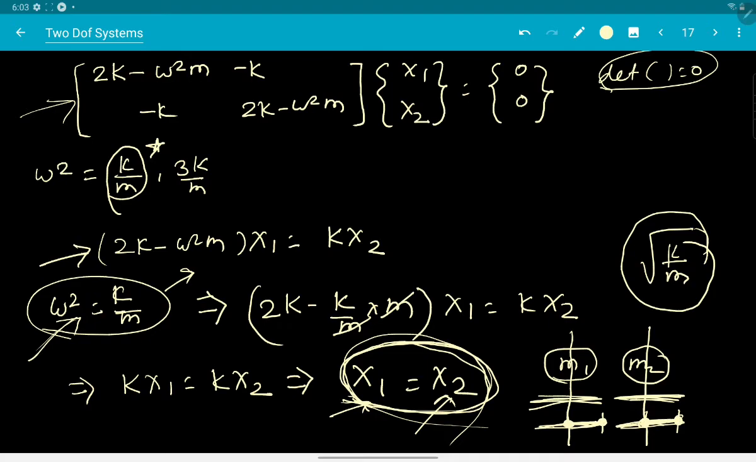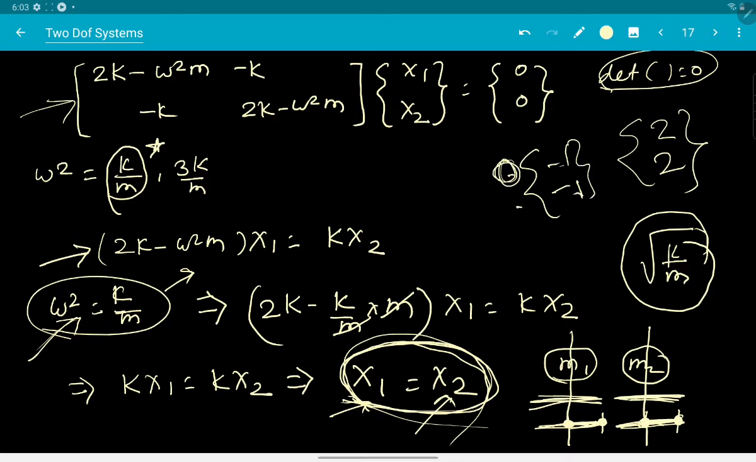So an eigenvector is never unique. It is only telling you that x1 is equal to x2, but x1 can be 2, then x2 will be equal to 2, or x1 can be minus 1, then x2 will be minus 1. It depends on what value you pick for x1, and accordingly the value of x2 will be determined. There is no unique x1 and x2 which we obtain from here, but it is only their ratio, or their relationship with each other, that we are getting from this eigenvector.